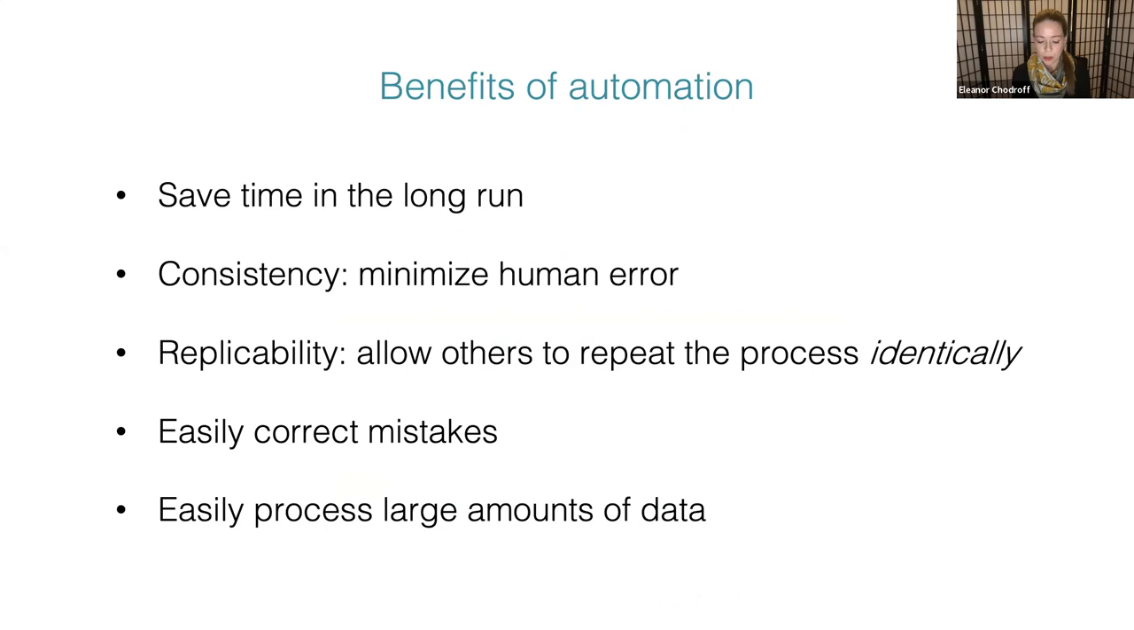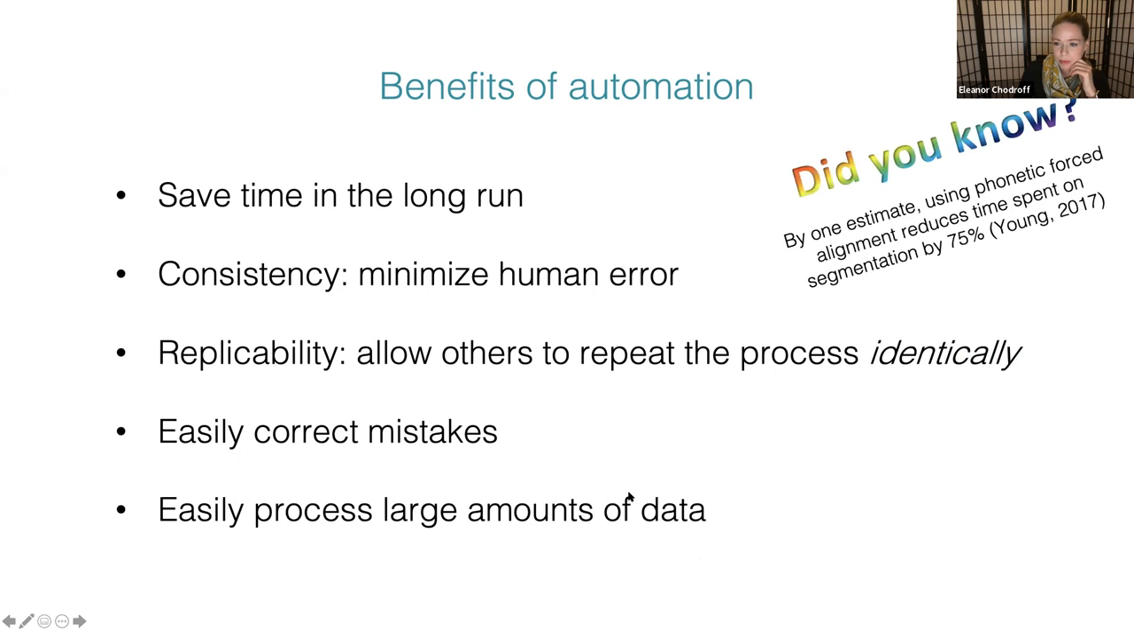Of course, all of us who have had to manually segment know that it is time consuming. That said, any good science does not mean just throwing automatic things at it. That's not great science. We still have to check our data. But this will at least put some boundaries in place for you in reasonable locations so that you can go through and fix it up pretty quickly, hopefully. Did you know that by one estimate, using phonetic forced alignment reduces time spent on segmentation by about 75%? So it's pretty useful.